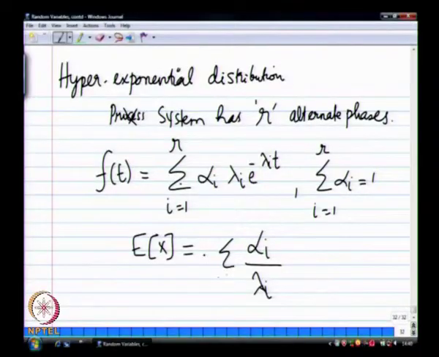What is the expected value for an exponential variable, 1 over lambda, right. So you can just guess what this can be, simply the sum of alpha i by lambda i. We can prove this by taking a whole class, but that is the expected value, and again if you look at E of x squared, that is also similar, right.